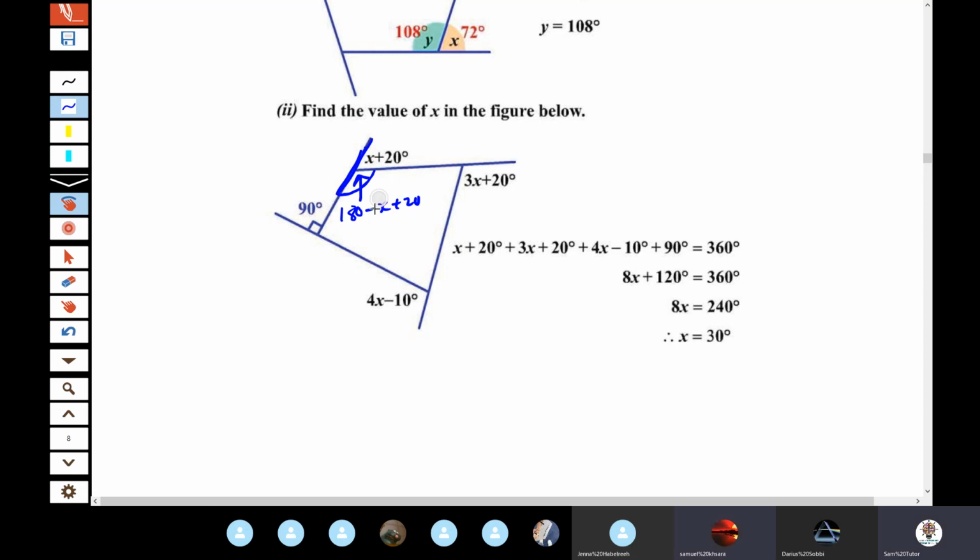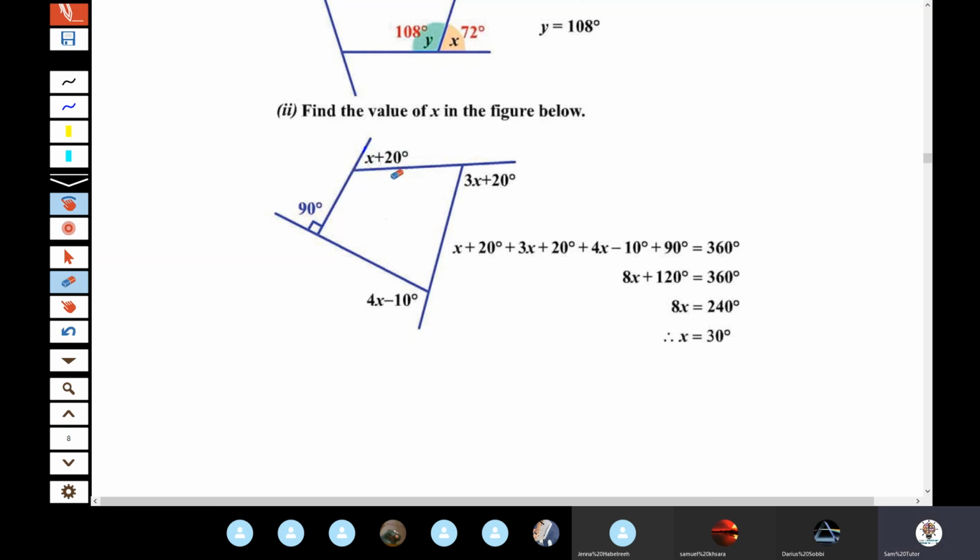Brackets. Oh, brackets. You're doing 180 minus 2 terms. If you don't use your brackets, you're going to write it like that, and that's wrong. It's 180 minus x minus 20. So be careful, Darius, with that. But yes, otherwise you had it right. It's 180 minus bracket x plus 20. So good. That would be that.